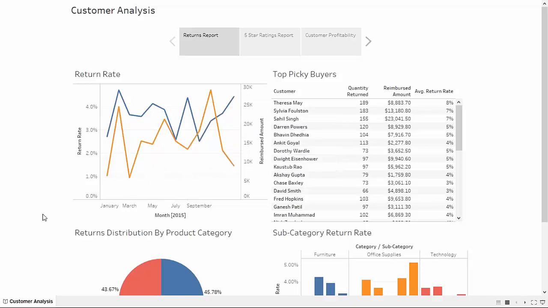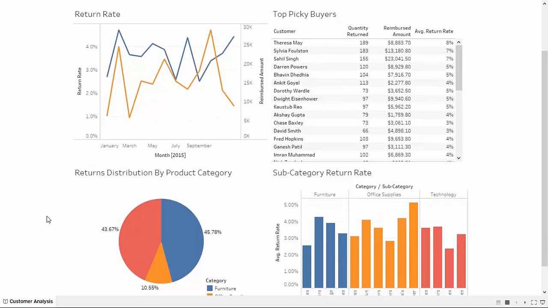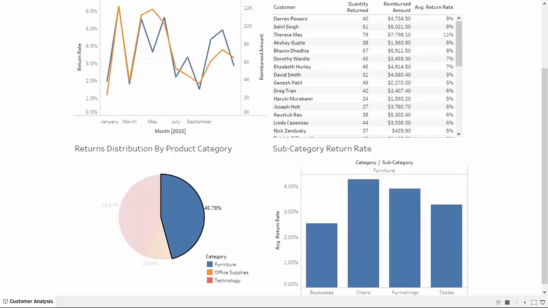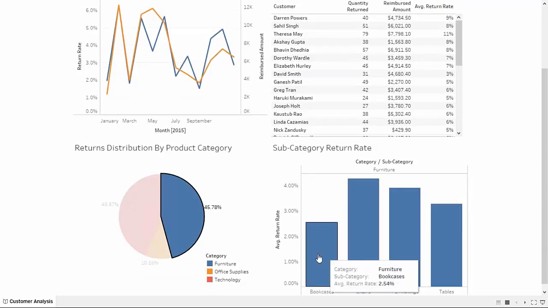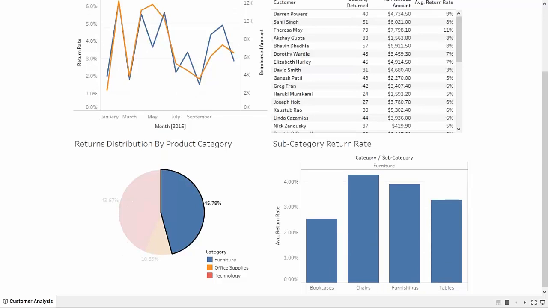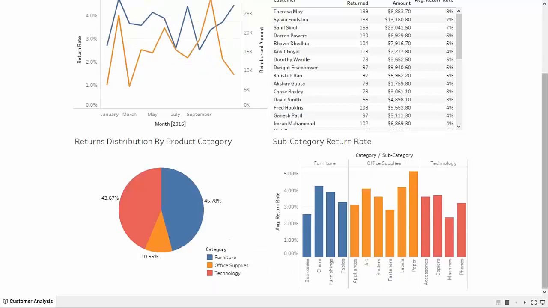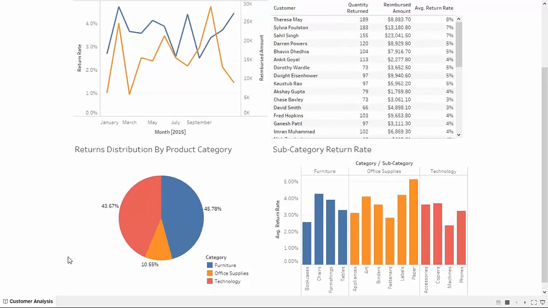We can drill down further to identify where the returns are concentrated. In this example, we see that furniture has had the biggest share of returns, and you can drill down further into subcategories of furniture and notice that chairs have had the maximum number of returns. Clearly, the insight here is that customers are most picky about returning furniture.